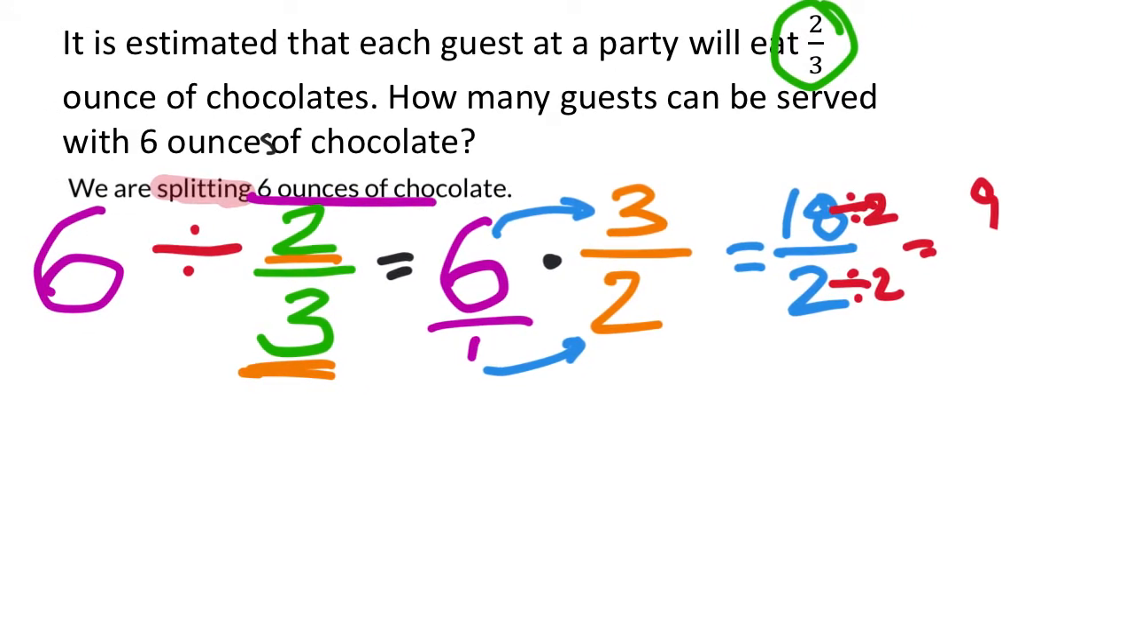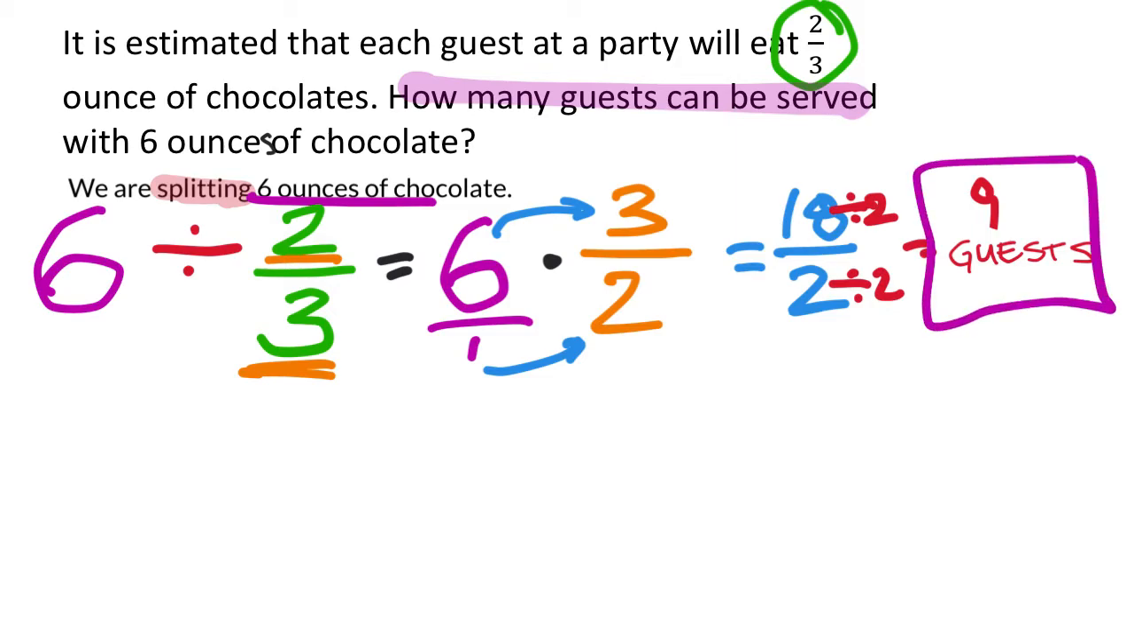And last thing I need here is a label. And what was the question? It was how many guests can be served. I'll keep that there. How many guests can be served? So that means that actually we're looking for 9, and that label would be, well, guests. There we go. So 9 guests will get 2/3 ounces of chocolate each with the 6 ounces of chocolate that we have.